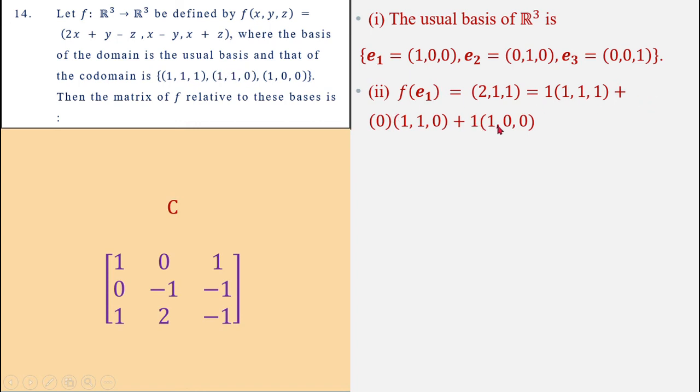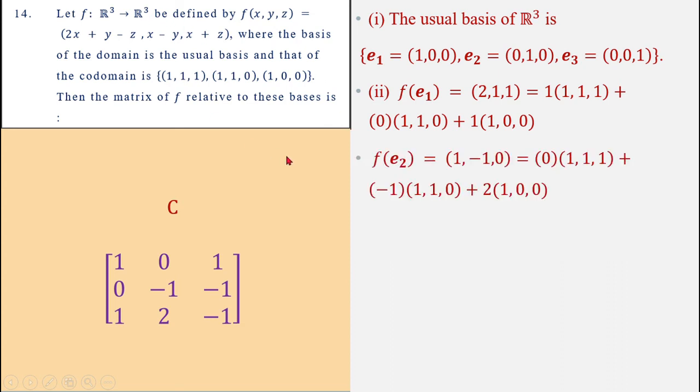So it will be 1 times (1, 1, 1) plus 0 times (1, 1, 0) plus 1 times (1, 0, 0). These (1, 1, 1), (1, 1, 0), (1, 0, 0) are the basis vectors of the codomain. Now we have to express f of e2 vector. f of e2 is equal to f of (0, 1, 0). We substitute x equal to z equal to 0 and y equal to 1. So we will get the image as (1, -1, 0).